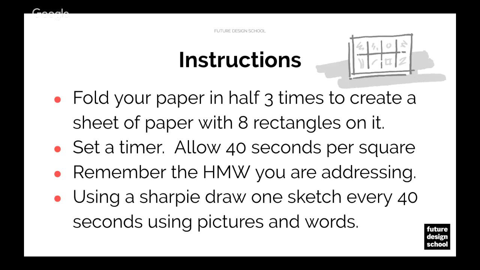And so you'll be folding it once widthwise and then lengthwise and then widthwise again. And when you open it back up, you should see that you have 8 rectangles on it. You're also going to need to set yourself a timer, and you are going to have only 40 seconds per square to jot down your idea.